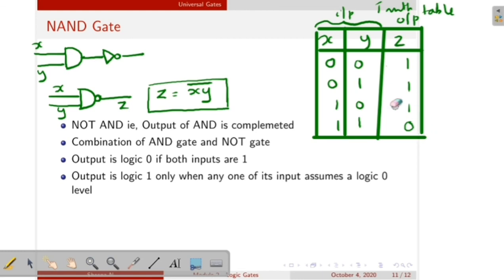So actually it is the combination of AND gate and NOT gate. Output of AND gate is complemented. So this is the truth table for the NAND gate. Logical expression is Z is equal to (X Y) bar. Then this is the logical symbol, AND gate followed by a bubble. Bubble indicates the complement operation.